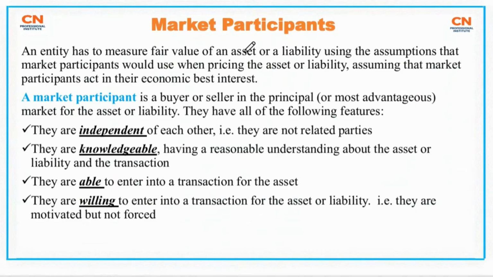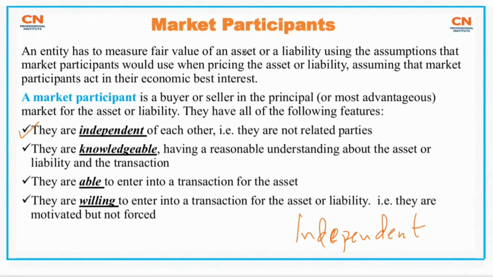A market participant is a buyer or seller in either the most advantageous market or the principal market for the asset or the liability, all right? And these are the features of market participants. They are independent. I told you, that's one key thing. They should be independent, because if they are dependent, we might not get the true fair value.